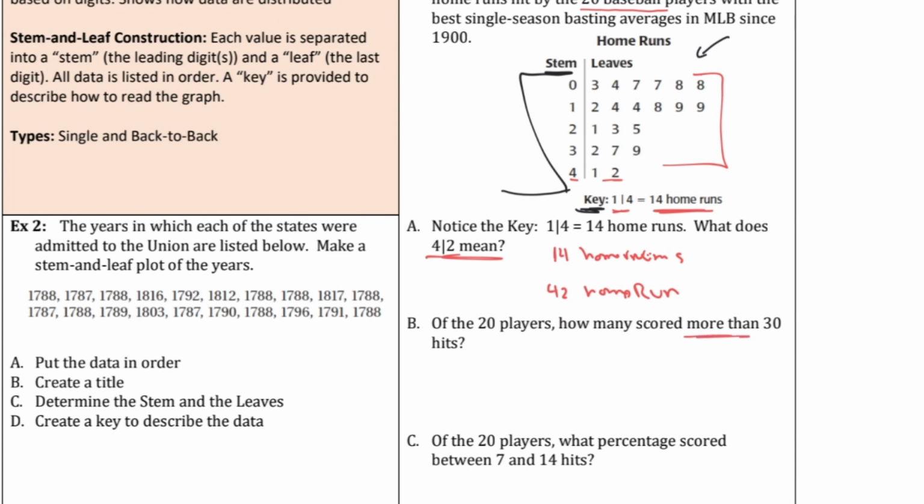Question B, of the 20 players, how many scored more than 30 hits? So you're looking for more than 30 hits. Find the stem for 30, and it's everything below the 30 hits. So that would be 1, 2, 3, 4, 5 different home runs. So there are 5 players that have more than 30 hits.